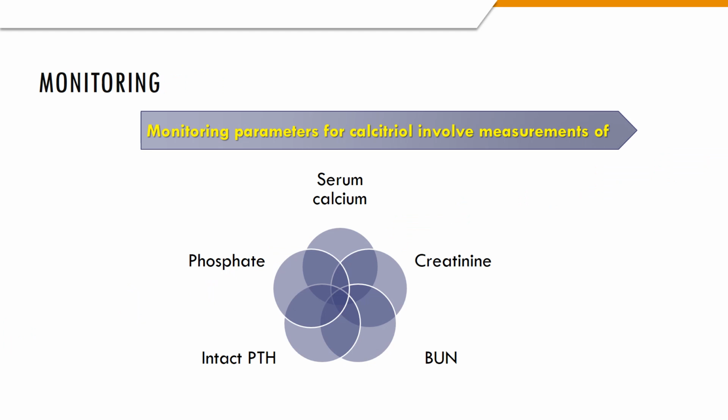For monitoring, you want to monitor parameters such as the serum calcium, creatinine, BUN, the PTH, and phosphate. Specifically during titration periods, all patients must be monitored with serum calcium levels at least twice weekly, according to the KDIGO 2009 guidelines. The corrected total serum calcium and phosphorus levels should be in the normal range for all stages of chronic kidney disease or patients that have CKD.